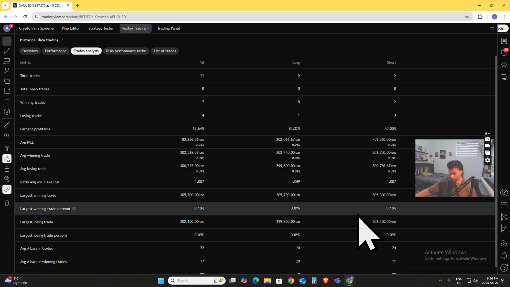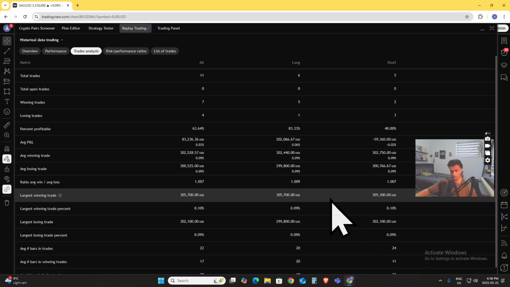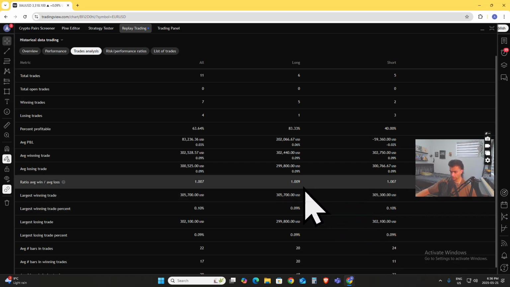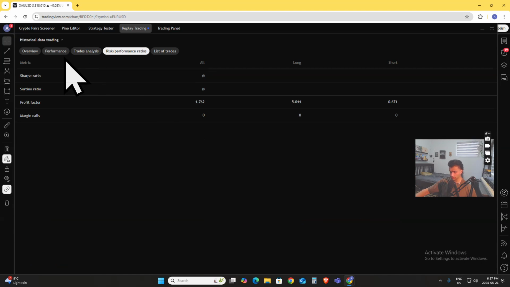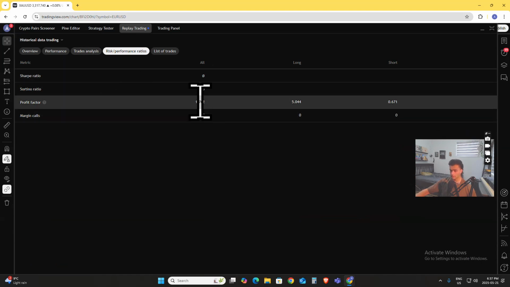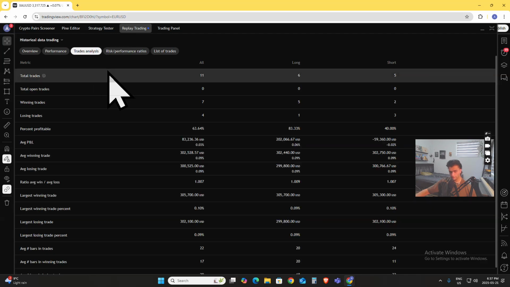63% win rate, but there's only been 11 trades, so I wouldn't bet that this is a good enough sample size. Well, there's like no information about the Sharpe ratio or the Sortino ratio, but there's a positive profit factor, which is good, I guess. That's all for today.